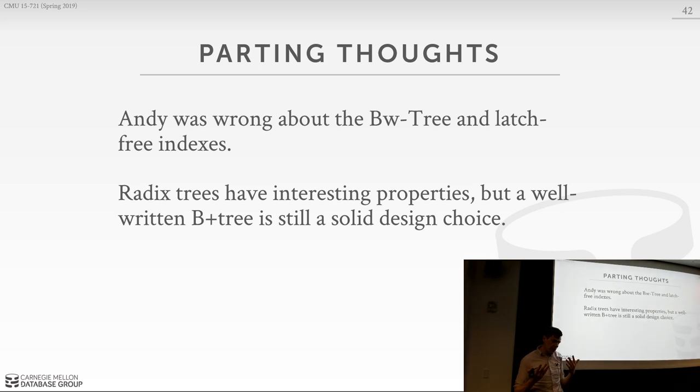For scans, obviously it does worse. There are some other issues. But if you have a solid B plus tree that's well implemented to have prefix compression or suffix truncation and a bunch of other optimizations we talked about at the beginning, I actually think that's the right data structure going forward for an in-memory database system, if you want to do fast transactions. Because it's sort of like the Toyota pickup truck of indexes. It just does well in a bunch of different scenarios.